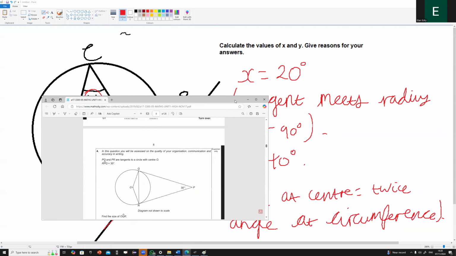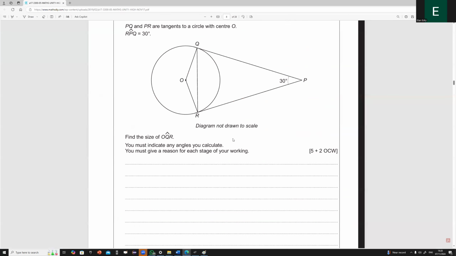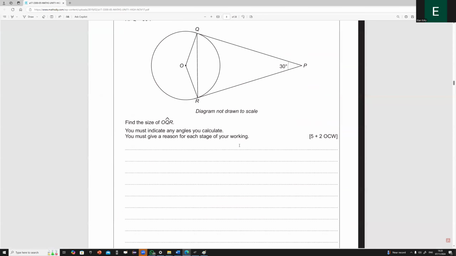I put an extension one into the chat. That is this one. So this one, you want to find the angle OQR. So what I can say, you've got OQ, that's a radius, and then PQ is a tangent. So we know that the angle PQO is going to be 90. So is the angle ORP, right? These are 90 degrees.